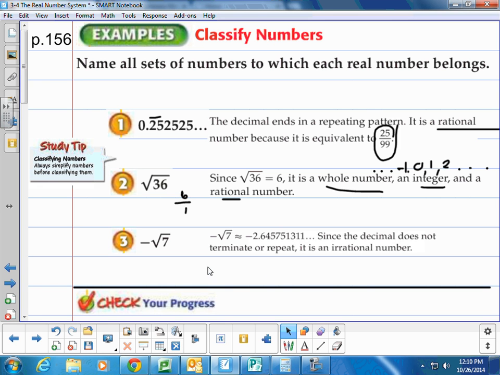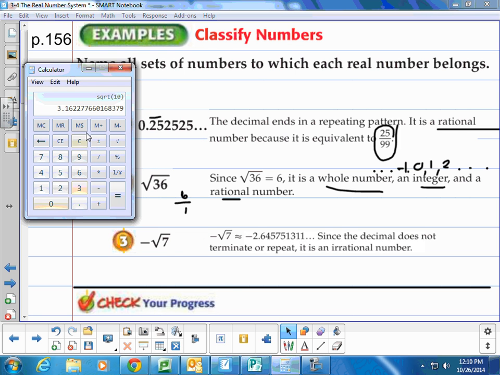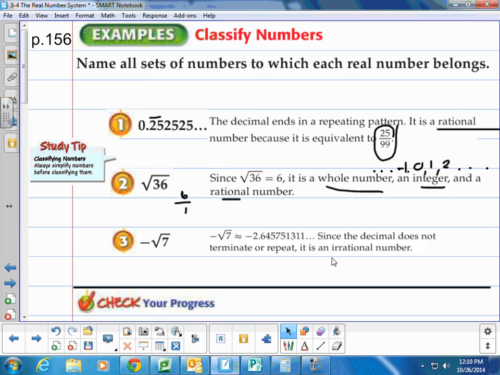So then we look at the negative square root of 7. Well, you can use your calculator now, and so you would just type in using the radical symbol. So if I have the calculator up, for example, I would plug in 7 and then take the square root, and on your calculator it'll show it stops, but really there is no repeat if you look at it. So since it is not repeating and it does not terminate or stop, that means that this is an irrational number.